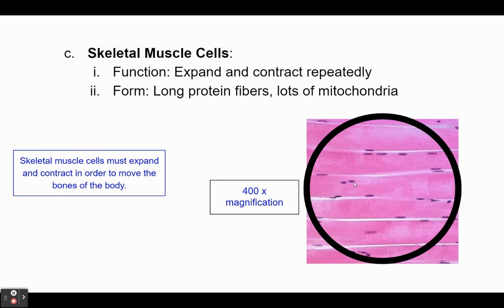They're all kind of overlapping, and importantly, they're organized into these long fibers. These are muscle fibers made of multiple muscle cells. The striations, the stripes that you see going up and down, those are protein fibers that are within each cell, and that allows each cell to expand and contract repeatedly.